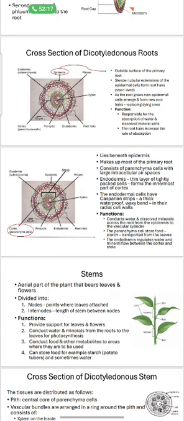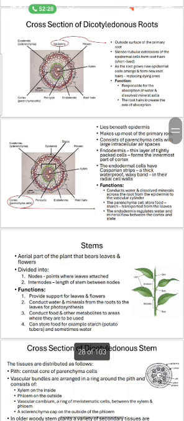So, stems. The stem is the aerial part of the plant that bears leaves and flowers. It can be divided into two parts: the nodes and the internodes. The nodes are points where leaves are attached, and the internodes are the length of stem between nodes. The functions: one, it provides support for leaves and flowers. Two, it conducts water and minerals from the roots to the leaves for photosynthesis.